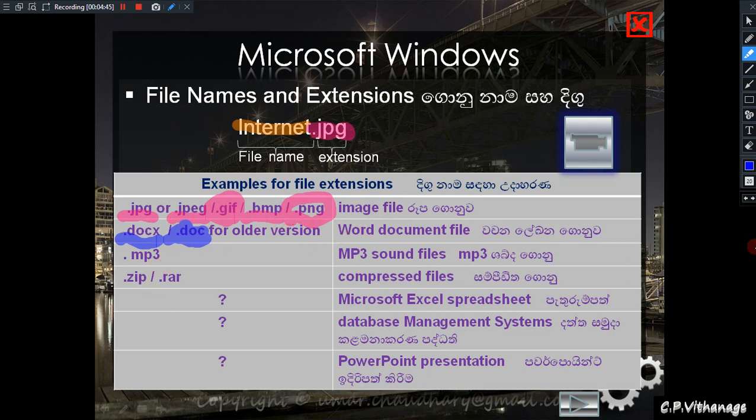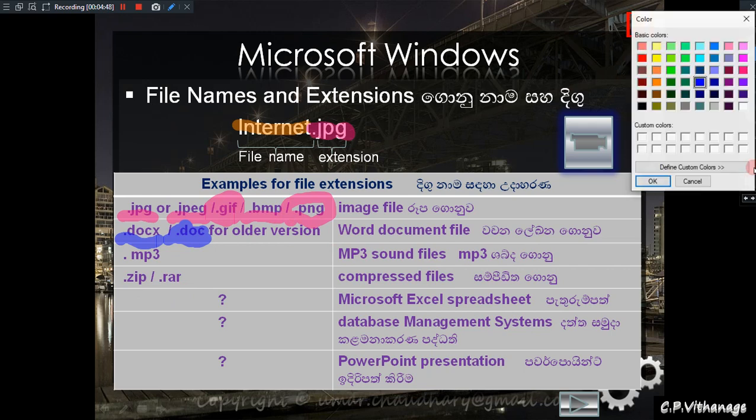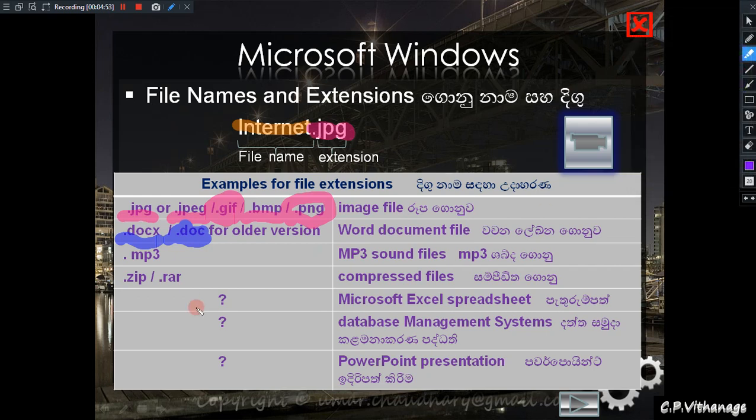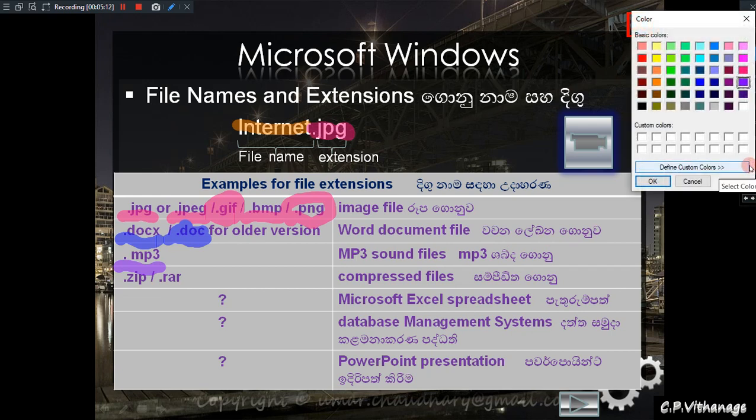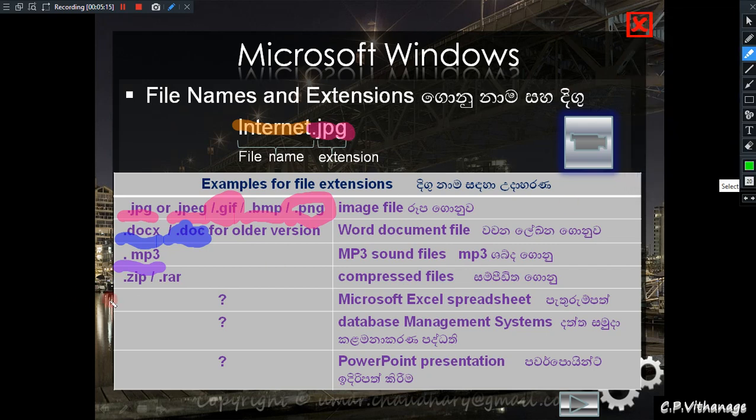When we come to sound files, you get .mp3. You are very familiar with this, I think. So .mp3 is a file extension, a file type, for sound files. There are wave files and various other sorts of audio files, right? Then I think I have discussed this in an earlier video: compressed files, the zip file, .zip and .rar, where we can compress files.